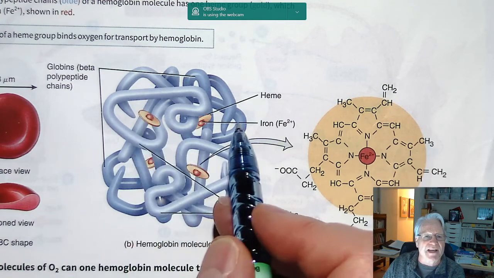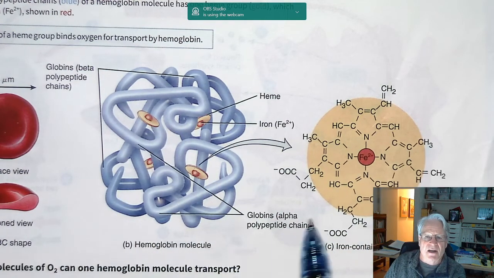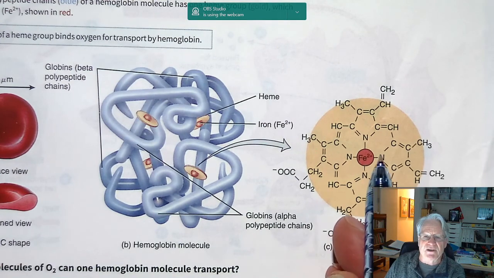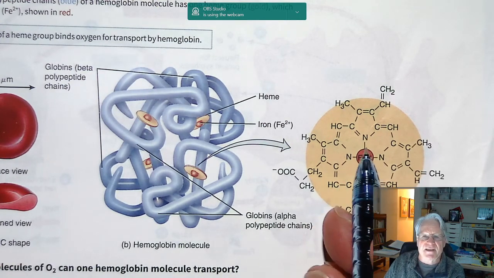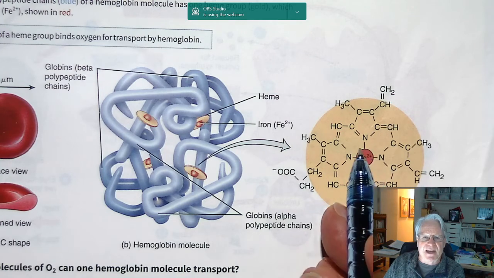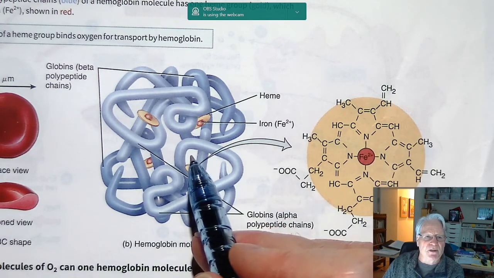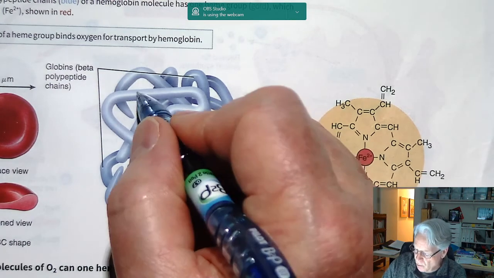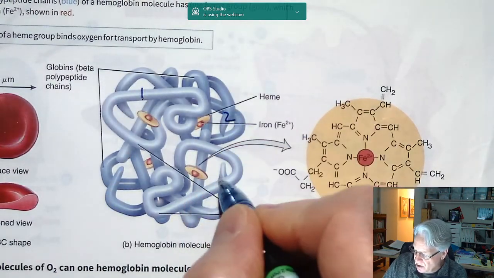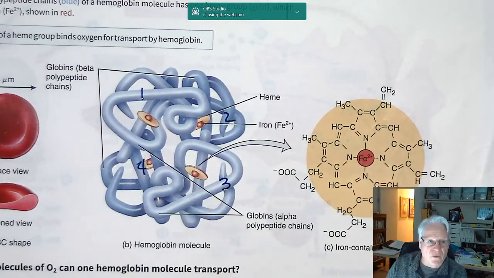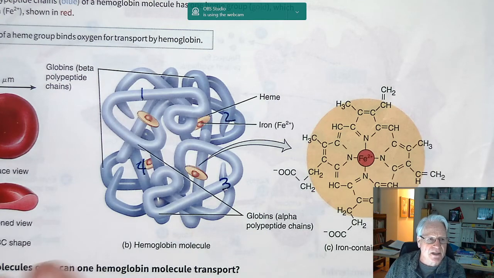These flying saucer-like discs are called a heme group, and that carries the iron, and that iron is what binds to oxygen. But the molecule hemoglobin is composed of 4 polypeptide chains. 1, 2, 3, 4. 4 of them combine together to create one large molecule that we call hemoglobin. That's an example of the quaternary structure that we just described in our notes.